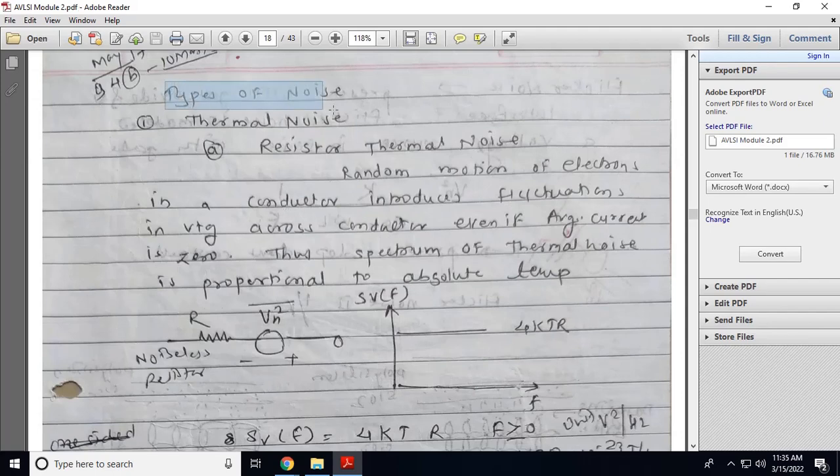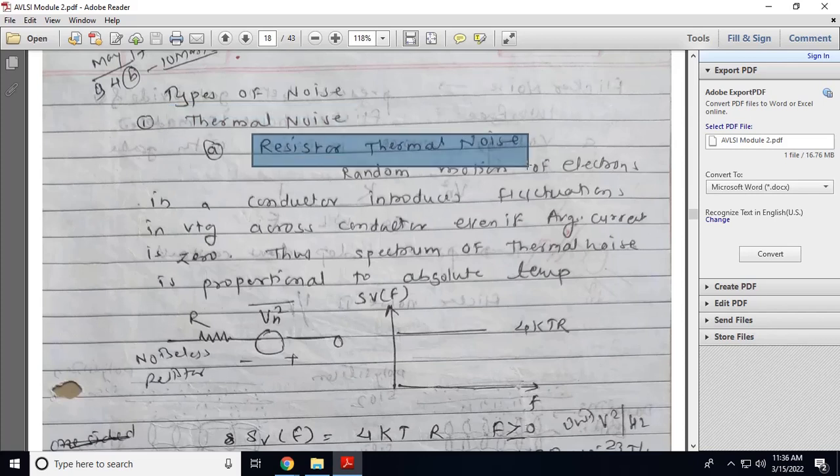Next point, the types of noise. There are two types of noise: thermal noise and flicker noise. Thermal noise is present in a resistor and a transistor, and flicker noise is present in a transistor. So first we will discuss resistor thermal noise.